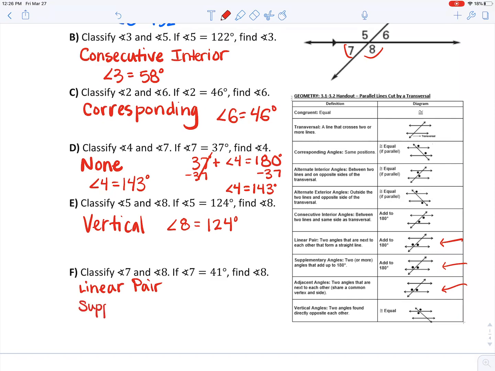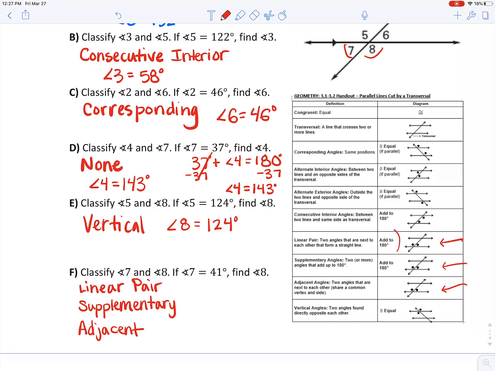They are supplementary, which means they add to 180 degrees. And they're also adjacent, and that means that they are right next to each other. They share a same side.